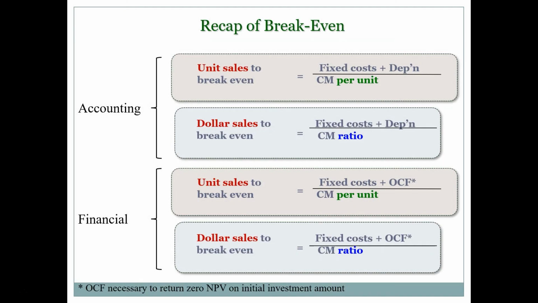So here are all the formulas laid out. These are the ones that you'll have to remember. You'll see them in the homework. You'll see them on the exam. Unit sales to break even and dollar sales to break even, both on an accounting basis, where what we add is fixed cost plus depreciation, and on a financial basis, where we add operating cash flow to our fixed cost. Now remember, for unit sales, we always divide by contribution margin per unit. For dollar sales, we always divide by the contribution margin ratio. Otherwise, these are all very similar, and certainly within the accounting or financial space, unit and dollar sales both tell us the same thing, just in different terms.